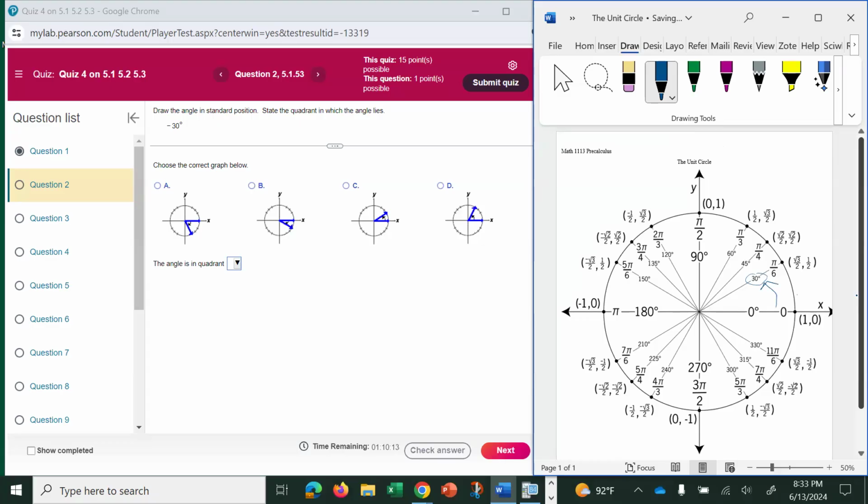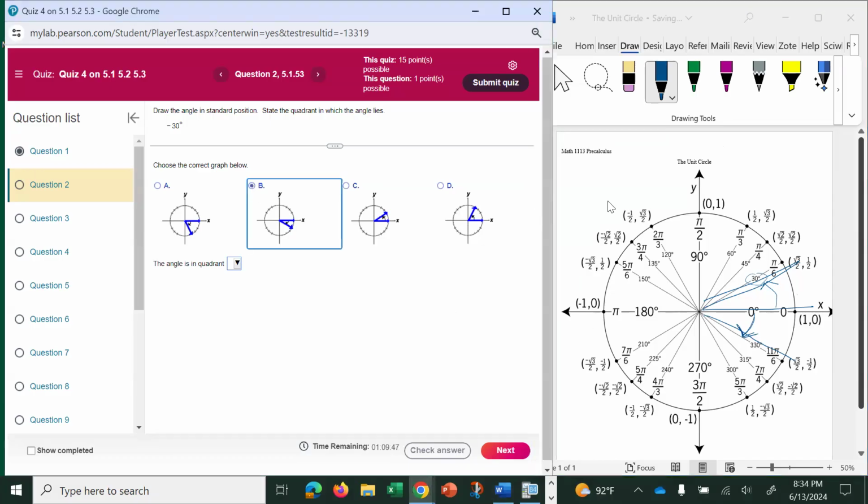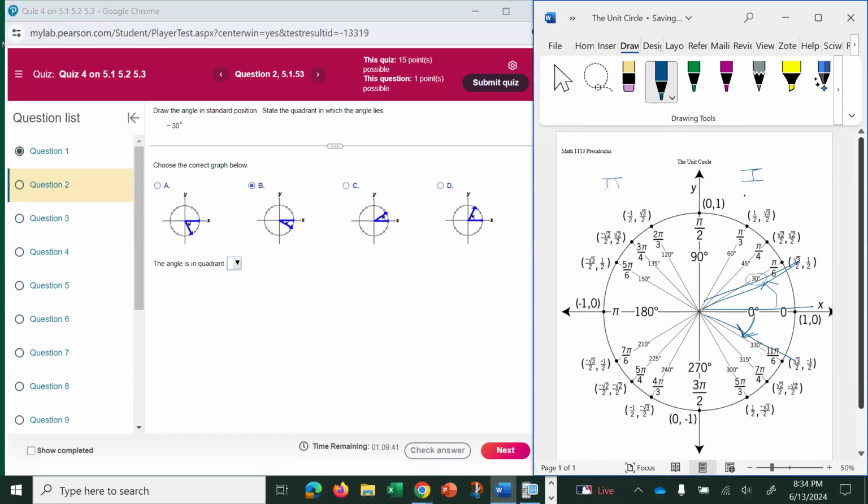that would be an angle that opens from the initial side to the terminal side. But because it's negative 30 degrees, I need to open in the opposite direction, downwards, clockwise. So negative 30 degrees is downwards from the positive x-axis, the initial side. So that would be B. And remember, quadrants go from 1, 2, 3, 4, so this would be in quadrant 4.